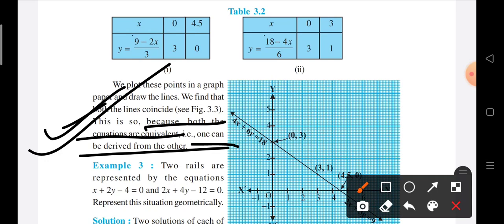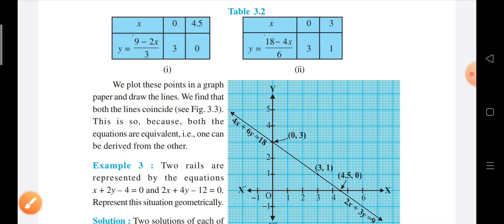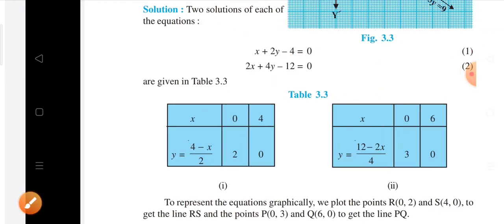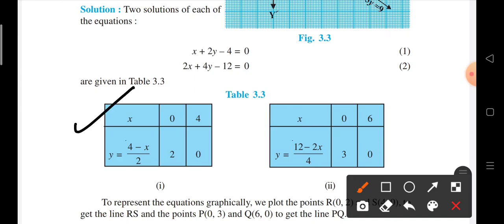Question number 3. Two rails are represented by the equations x plus 2y minus 4 is equal to 0 and 2x plus 4y minus 12 is equal to 0. Now we have to represent this situation geometrically. First of all, we find two solutions for both the equations. For the first equation we get (0, 2) and (4, 0), and for the second equation we get (0, 3) and (6, 0).